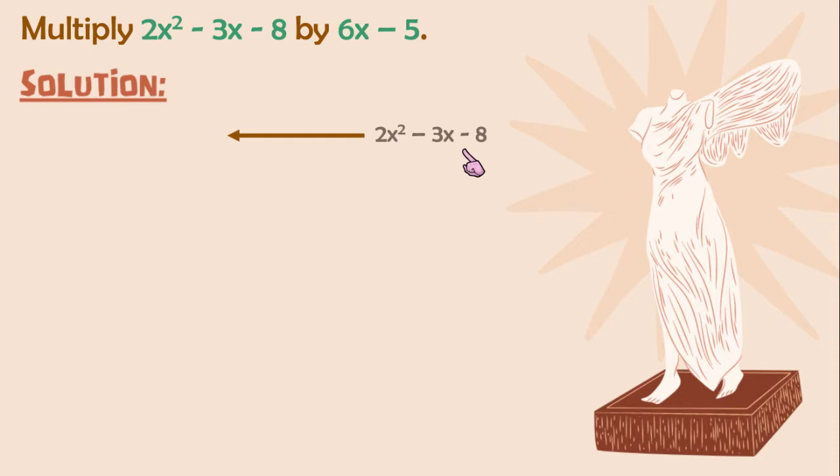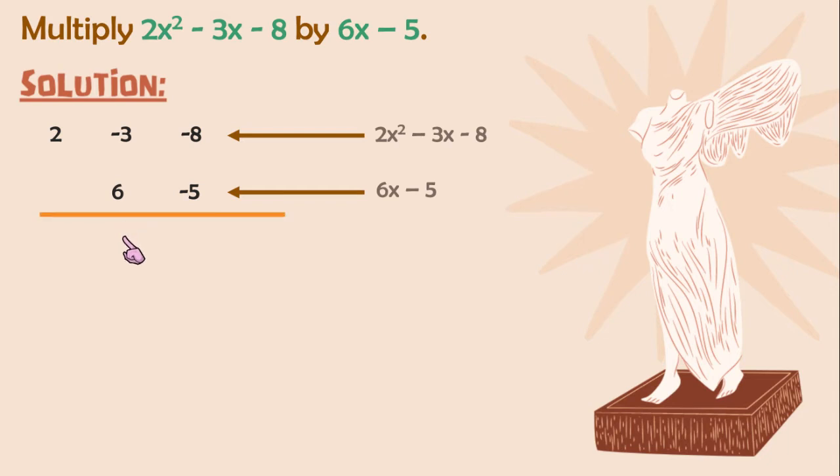So first step that we do is we get the coefficients of this first factor. So the coefficients of 2x squared minus 3x minus 8 are 2, negative 3, and the constant term which is negative 8. Next, get the coefficients of 6x minus 5. So that will be 6 and negative 5. So align the coefficients starting from the right. So we go from right to left. And then we can now proceed with multiplication.